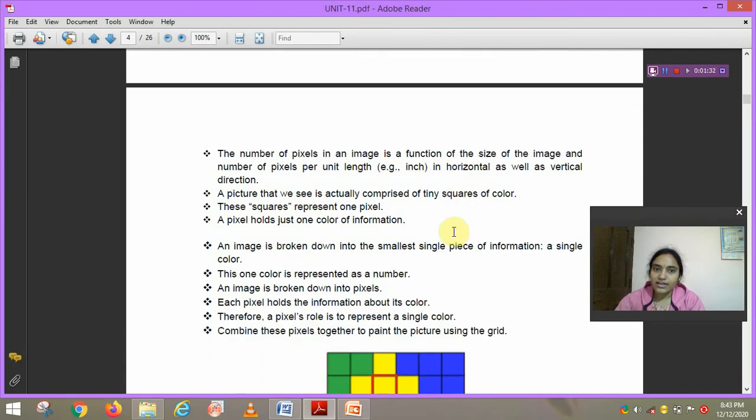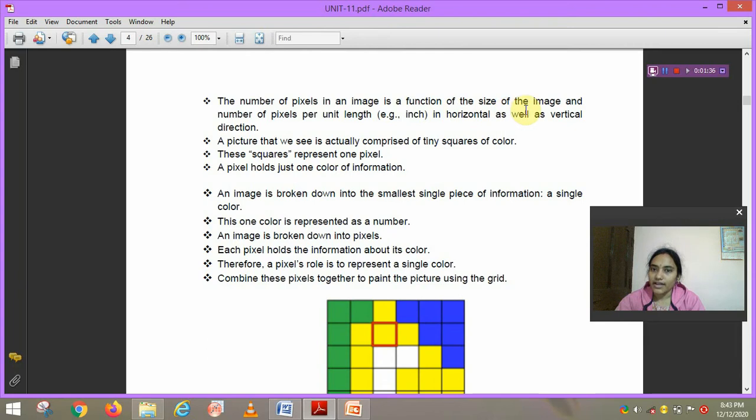The number of pixels in an image is a function of the size of the image and the number of pixels per unit length in the horizontal as well as vertical direction. Horizontally, the number of pixels along the length can be measured in inches. Also, how many pixels are there in the vertical direction, that is also your length.